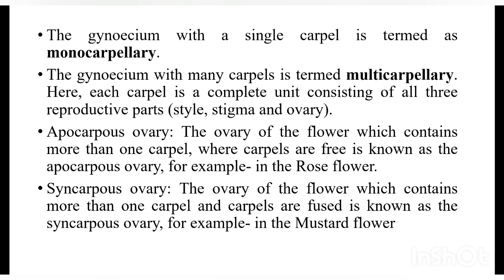Then the gynoecium with many carpels is called the multicarpellary condition. Each carpel is a complete unit consisting of three parts called style, stigma and ovary. Sometimes they are called apocarpous ovary. Apocarpous means the ovary consists of many carpels and they are free from each other. But sometimes they are fused and called syncarpous, which is present in the Brassicaceae family.